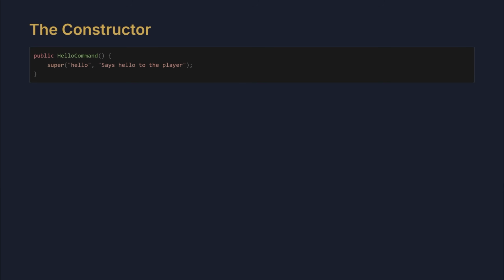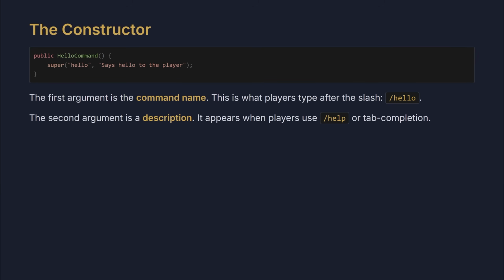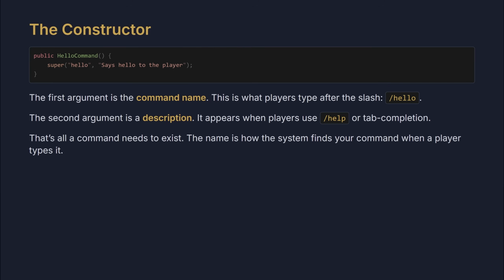Then we have the constructor. The first argument is the command name. That is what players type after the slash, like /hello. The second argument is a description. It appears when players use /help or tab completion and so on. And that's all a command needs to exist. The name is how the system finds your command when a player types it.